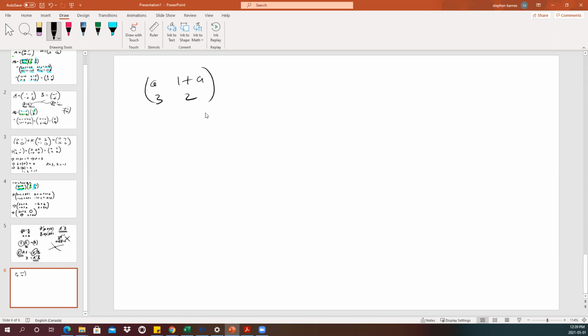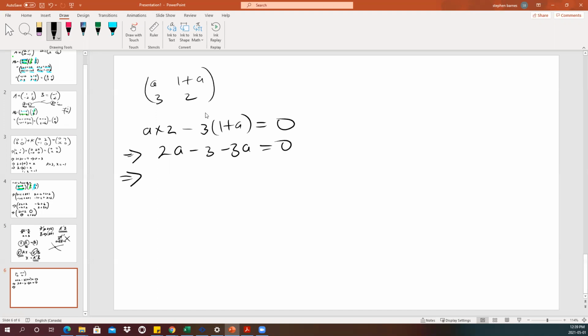So the determinant is this times this minus this times this. So A times 2 minus 3 times this one. And this should be equal to 0 for it to be singular. So we're trying to find values of A. So this is 2A. And we'll just multiply this, right? This is 3, minus 3 equal to 0.